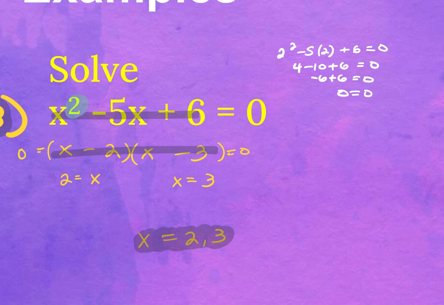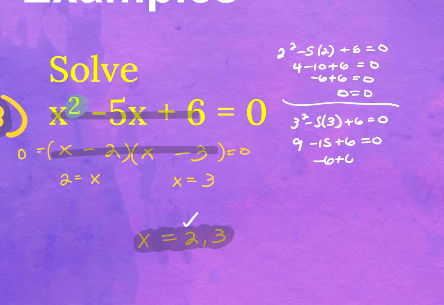So as long as you end up with a balanced equation at the end, you know that that answer works, so that one is right. And then you can do the same thing with the 3. 3 squared minus 5 times 3 plus 6 equals 0. 9 minus 15 plus 6 equals 0, and negative 6 plus 6 equals 0.